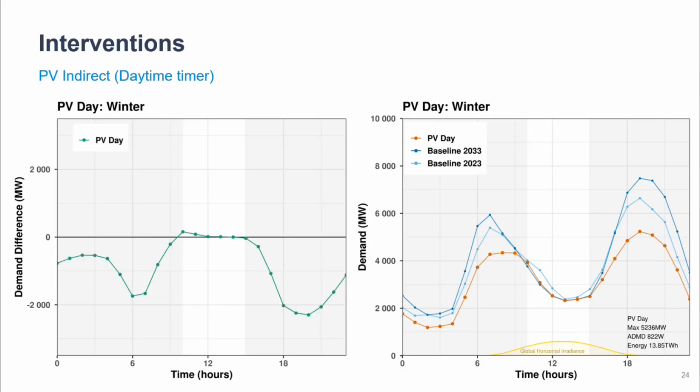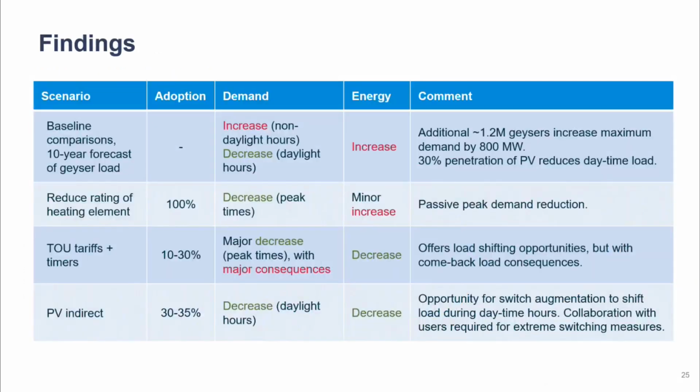Effectively, massive reduction of demand overnight. So a very quick summary before Jesse concludes. Effectively, I've just taken you through some very simple scenarios. So what was interesting for me is just how many more geysers, what the population is going to be doing and what that means in terms of hot water service.